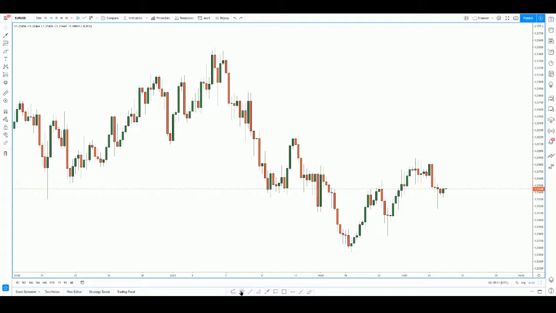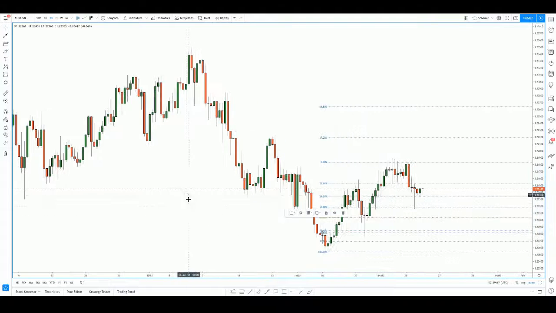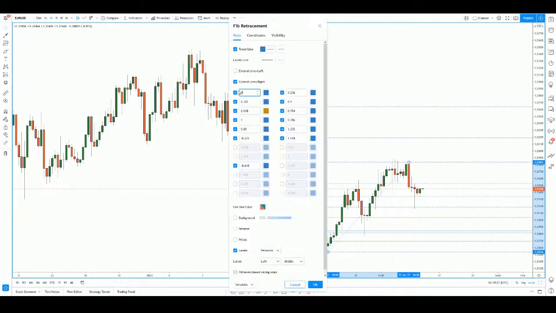So let's use a Fibonacci retracement from the last low all the way to the high. Open all Fibonacci ratios. We see that the 61.8 is actually over here, so we can go ahead and keep the 61.8.